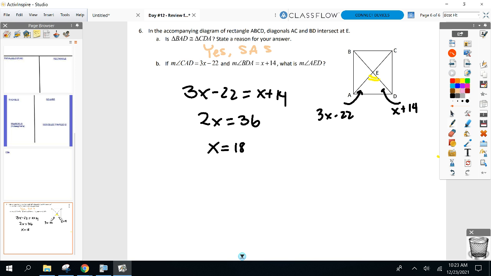Good. So I take 18, I plug it in for x. Plug it in for x. Whatever those angles end up being, I subtract them from 180 and I get AED. I have no idea what it's going to end up being. 32. So that's 64. So you have what, 116 left? Okay, 116.